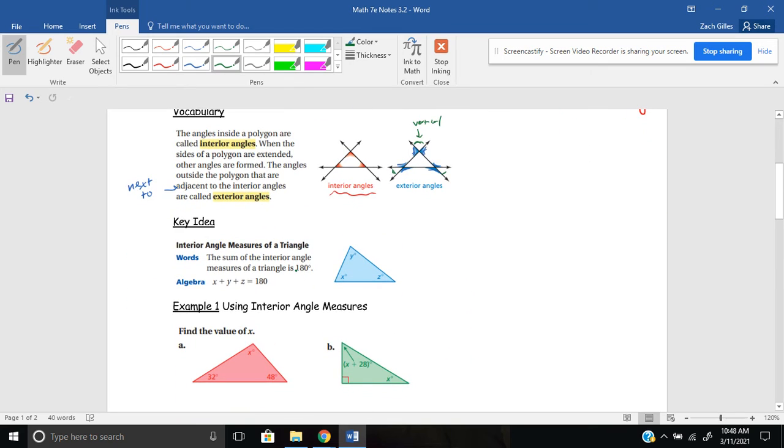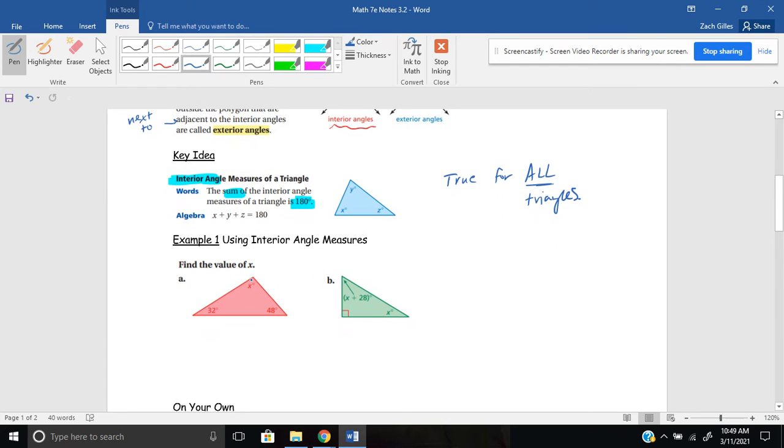For our key idea today, what I want you to take away, and some of you might already know this, but the interior angle measures, so the angles on the inside of a triangle, have a sum, or they add up to 180 degrees. And that's true for all triangles. That's a base rule for all triangles, that their interior angles, so in this case, X and Y and Z, when you add them together, will always give you 180 degrees. So let's see that in action.